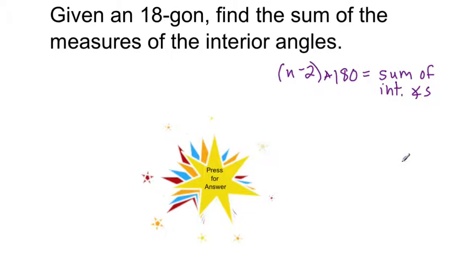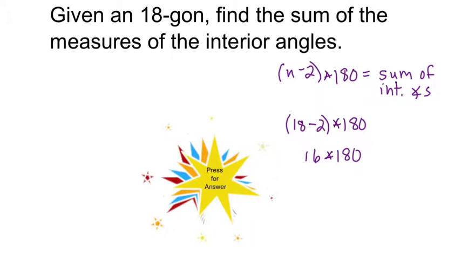Okay, so now I know that the number of sides is 18. So I'm just going to simply plug into my formula. n is the number of sides. 18 minus 2 times 180 has to equal the sum of the interior angles. Simplifying, 18 minus 2 is 16. And then I'm just going to multiply 16 times 180.